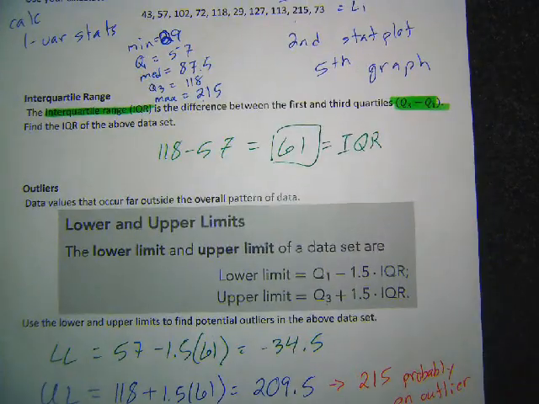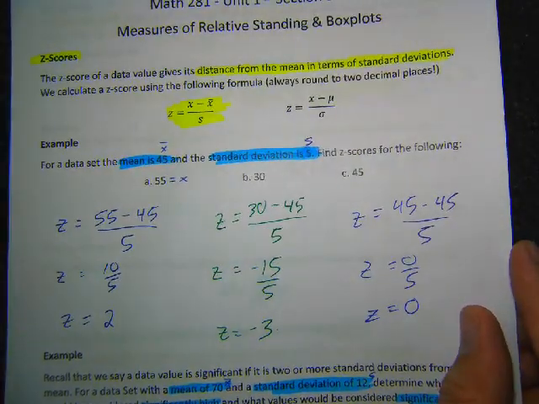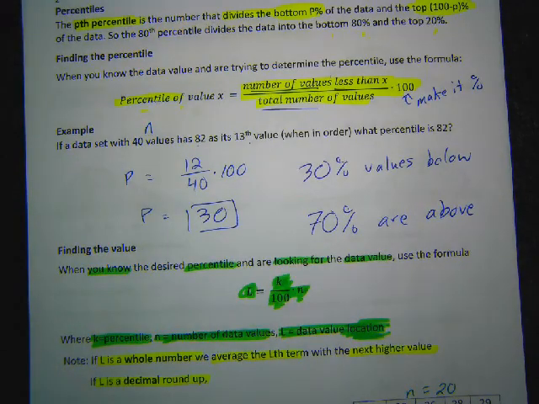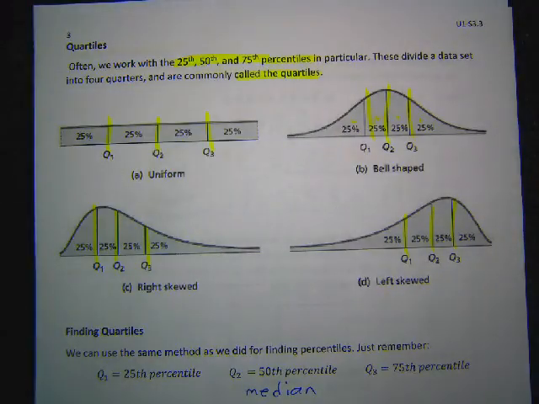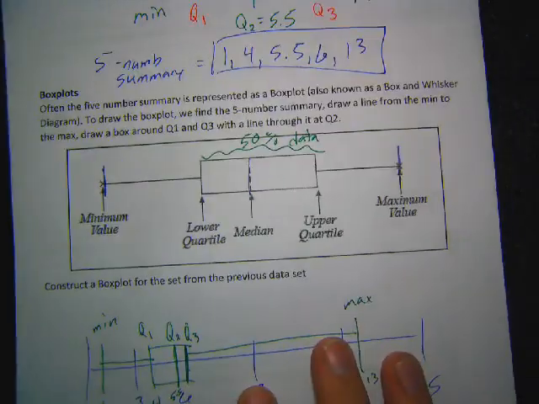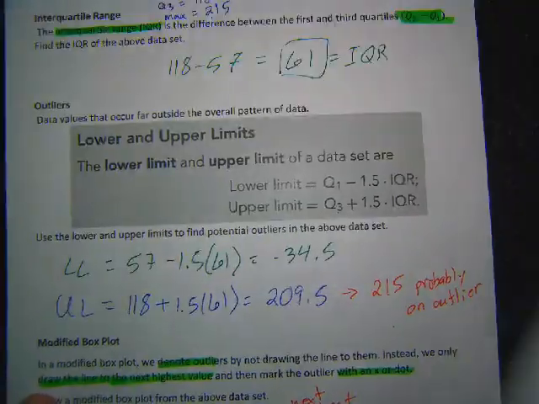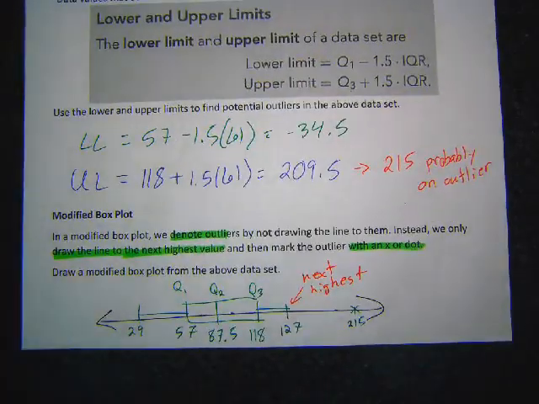Okay, so that's section 3.3. Again, we worked with z-scores, finding z-scores. We worked with percentiles, being able to find the percentile, or vice versa, if you have the percentile, finding the value. And then working with those quartiles, finding the Q1, Q2, Q3, and then using those to make the 5-number summary and the box plots, or the modified box plots. So that's what we covered in this section.